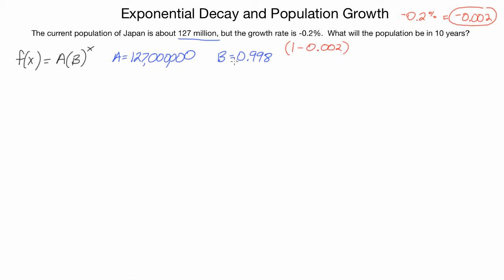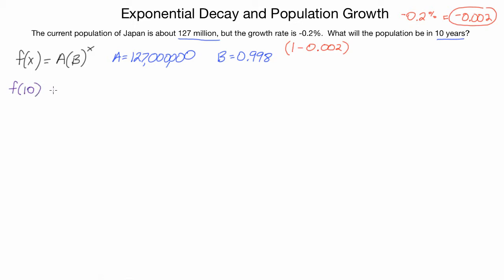All right, so there's my starting value, there's my constant multiplier, and I want to know what the population will be in 10 years, which means I'm going to multiply this 10 times, or I'm going to input 10 for x, take it to the 10th power. So let's go ahead and calculate that out now. I'm going to write out the function, and then we'll calculate. In my function, I'm going to input 10 in for x.